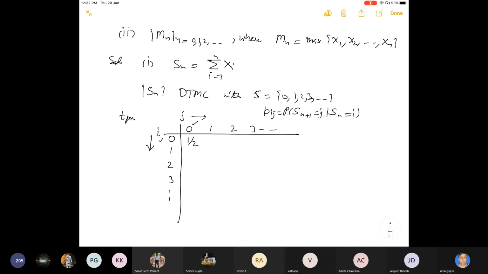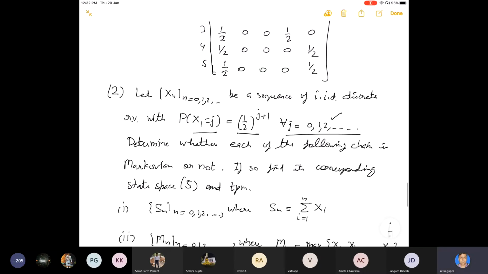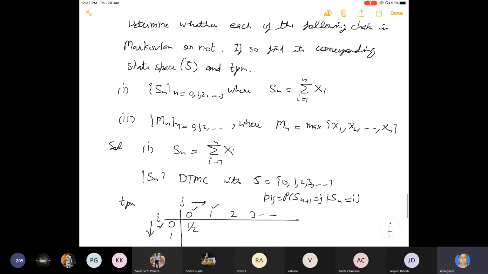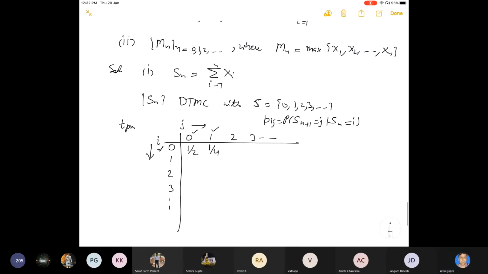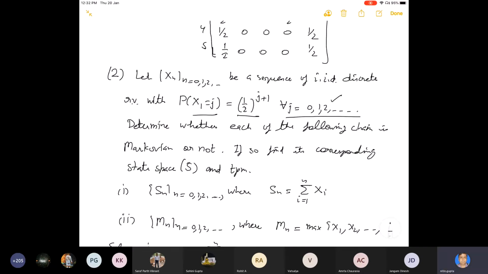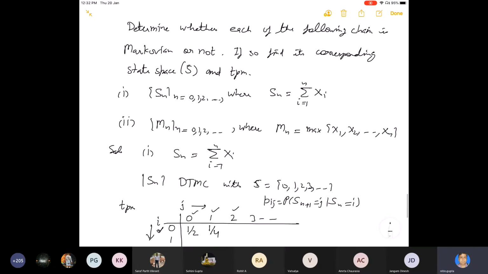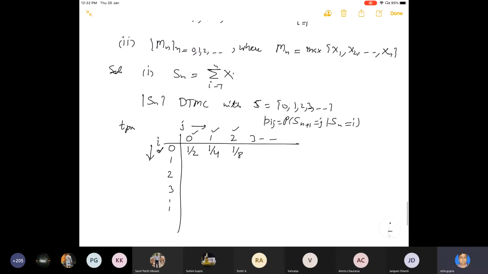Now the summation is 0. In the next step, the summation becomes 1 if x1 becomes 1, that means half raised to power 1 plus 1, that means half raised to power 2, that means 1 by 4. Similarly, if the value is 0 and the next step it becomes 2, x1 becomes 2, that means half raised to power 3, that means 1 by 8. Similarly, this becomes 1 by 16 and so on.